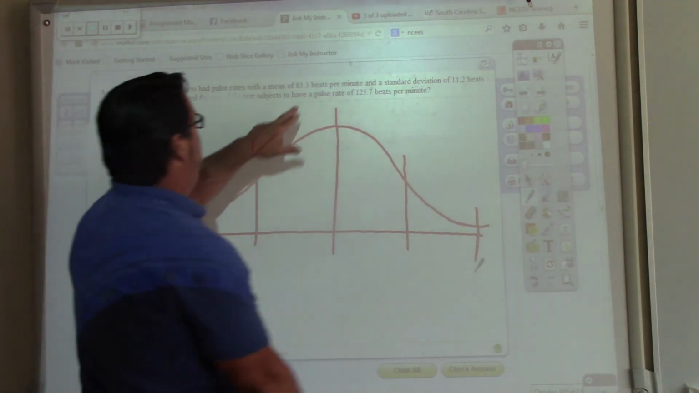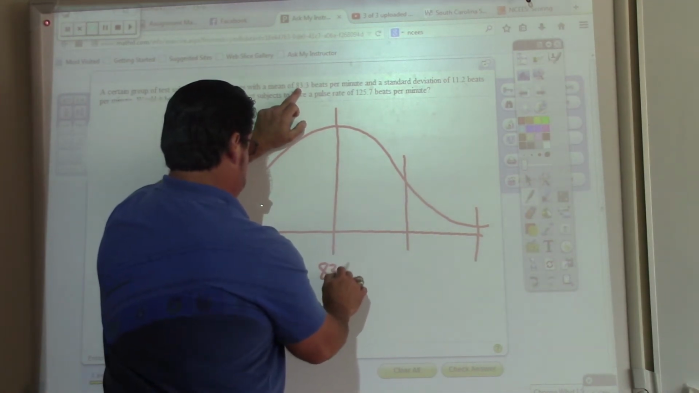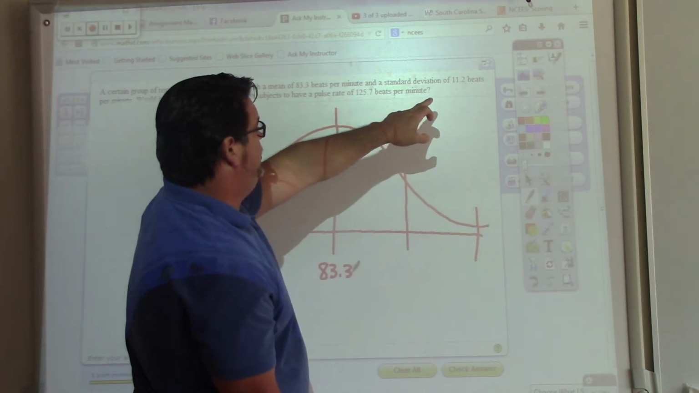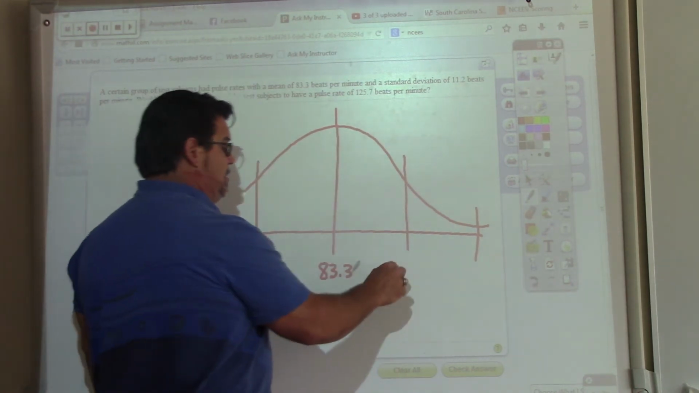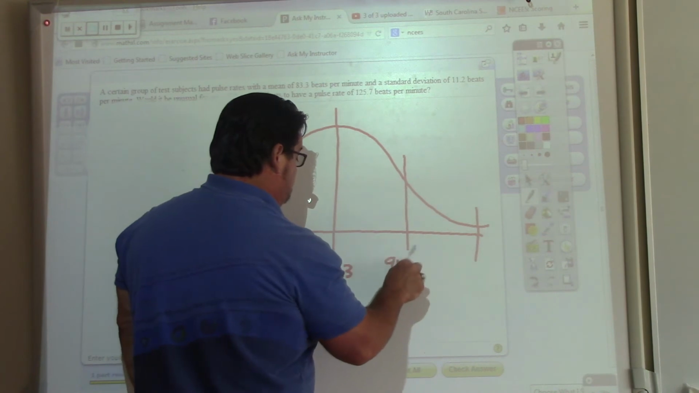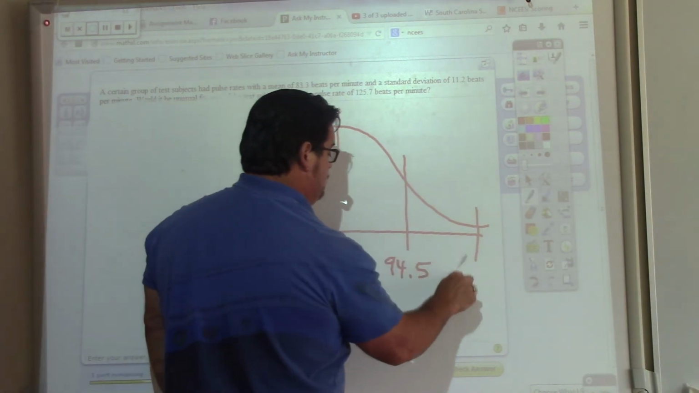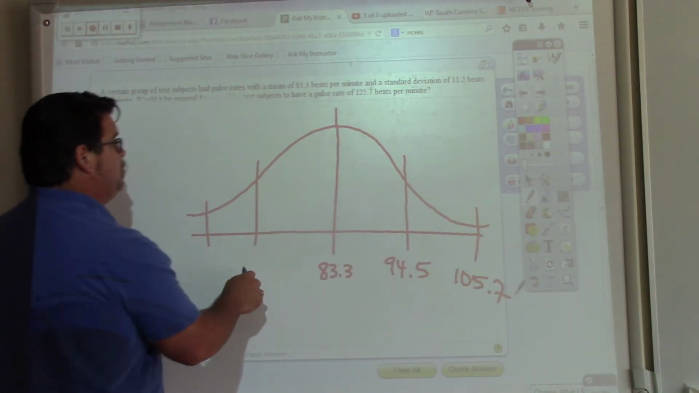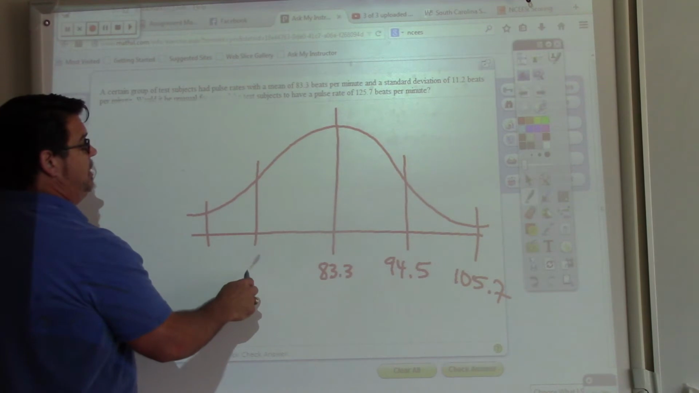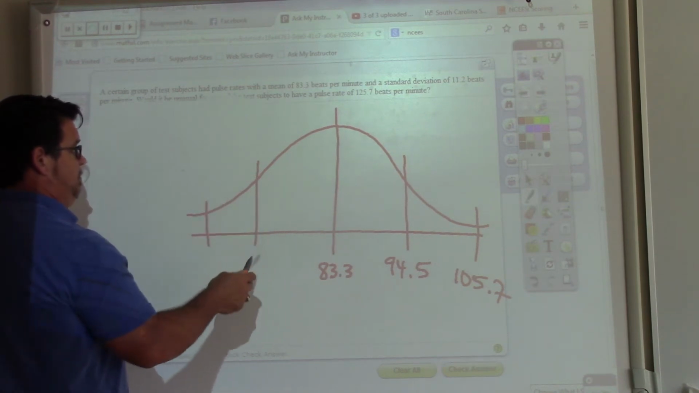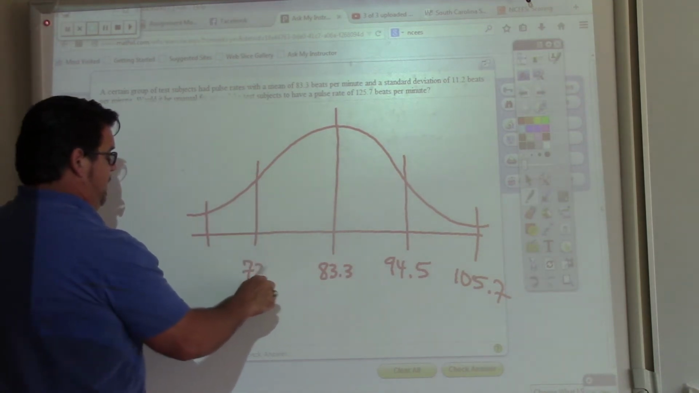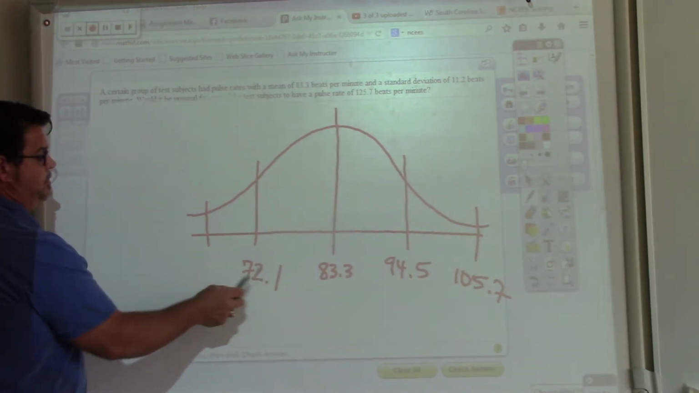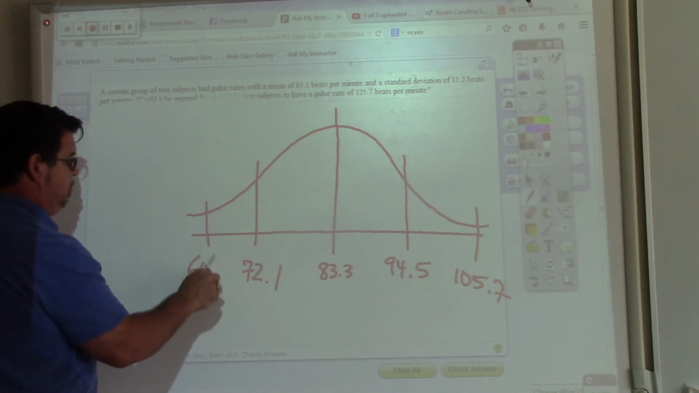So 83.3. Get your calculators out because I ain't going to try to do it in my head. 83.3 plus 11.2 is? 94.5. And add it again. 105.7. Okay, now go this direction. 83.3 minus 11.2 is 72.1. And do it again. Minus 11.2. 60.9.